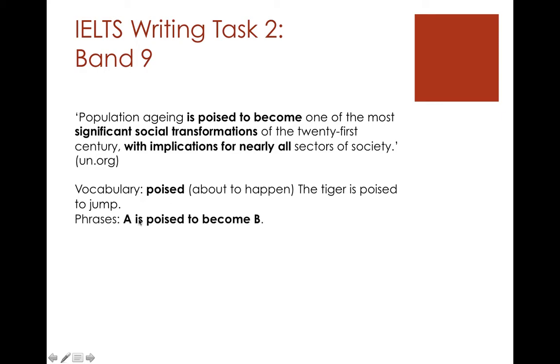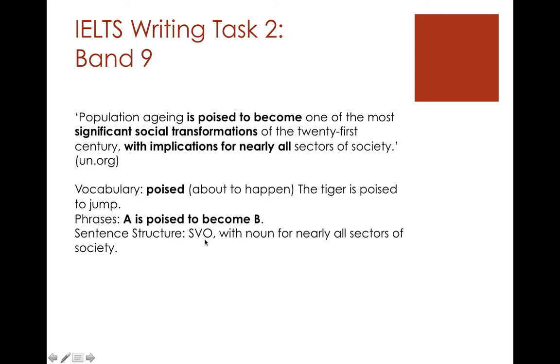Okay, so the phrase A is poised to become B, you can use this in any of your essays. You can use it in education, you can use it in science, anything where you have something is going to become something else. And the sentence structure: subject, verb, object, comma, with implications for nearly all sectors of society. All right, so SVO, comma, with implications for. I would probably just use this with implications for somebody or some place or something. That's an easy way to do it.